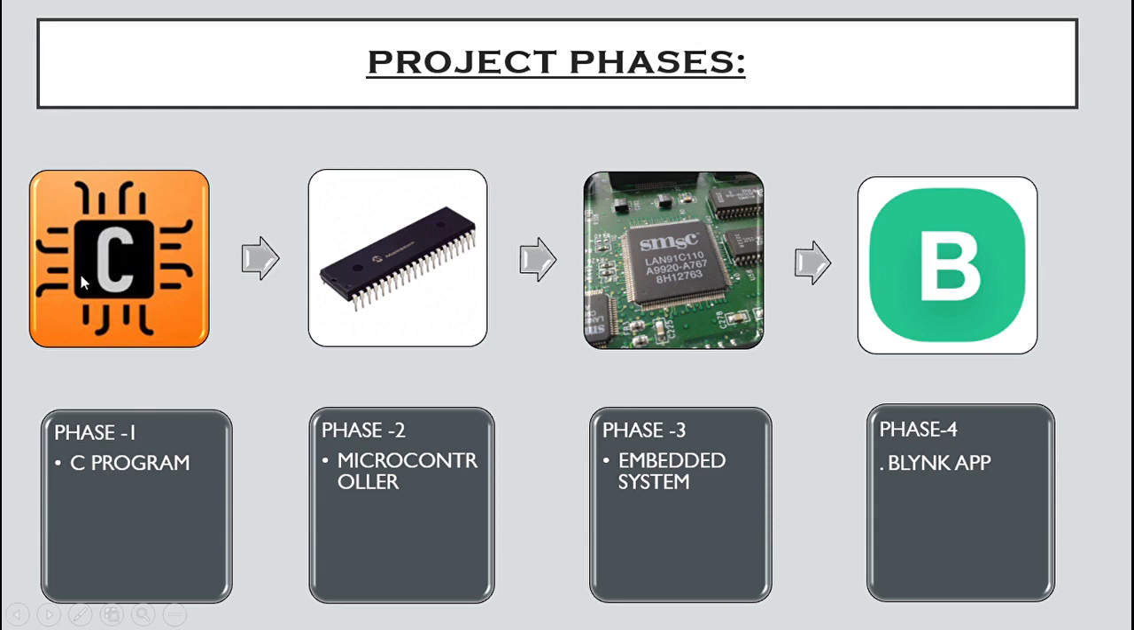First we're going to do the programming base for the project with the C program, and later on we're going to use a microcontroller, the ATmega328, and use the Arduino board in an embedded system with spare parts, and later with the Blynk app we're going to control it all.